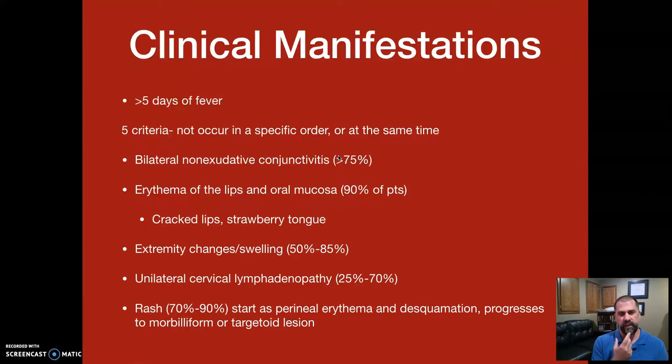Then you'll see extremity changes as well, which is usually swelling and can be peeling of the skin in 50 to 85% of patients. And then this unilateral cervical lymphadenopathy in 25 to 70% of patients. And then a rash, which is in the 70 to 90% range. It usually starts on the perineal area with erythema and desquamation, and then progresses to a more morbilliform or targetoid lesion throughout the body.